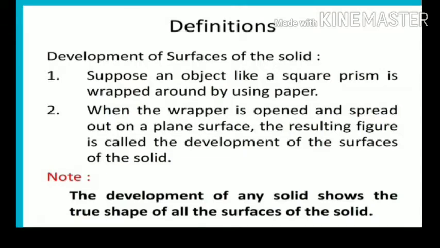We will take an example. Suppose a square prism solid is wrapped around by using a paper. Now, when this wrapper is opened and spread on a plane surface, the resulting figure is called the development of surface of the solid.